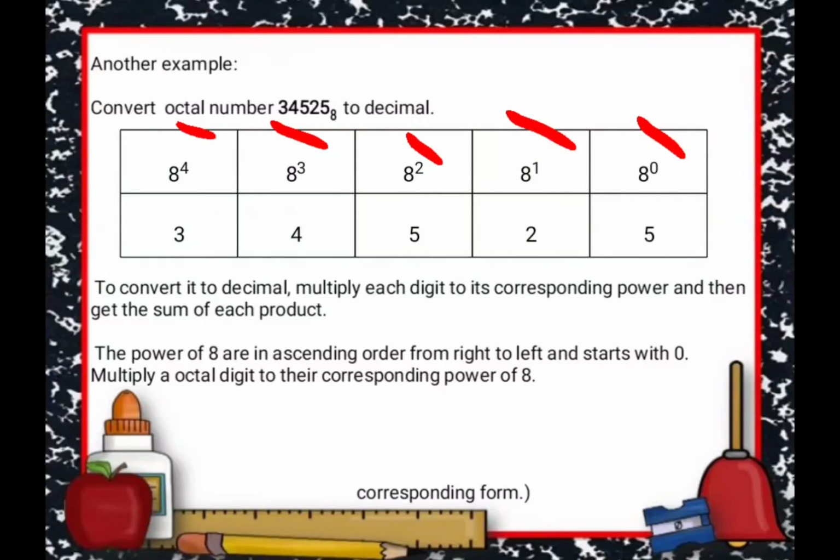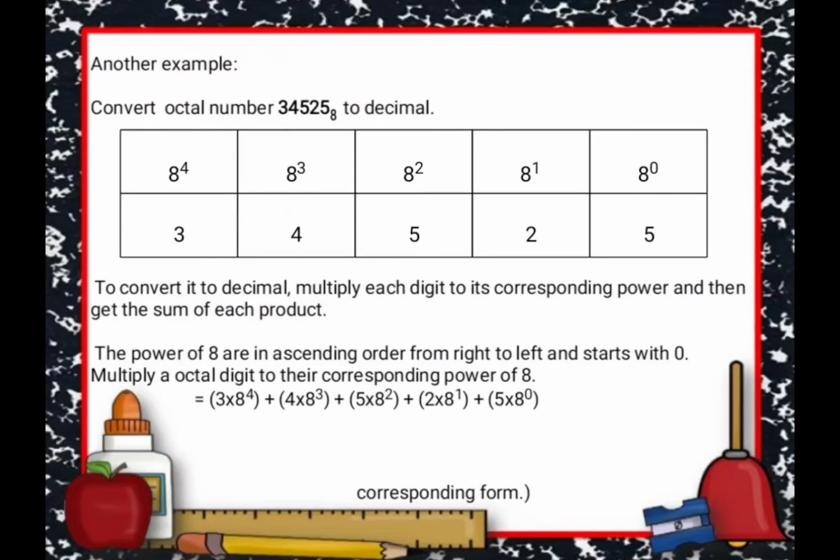So now, as you can see, the powers of 8 are in ascending order from right to left and start with 0. Multiply each octal digit to its corresponding power. So we multiply 3 times 8 to the power of 4 plus 4 times 8 to the power of 3 plus 5 times 8 to the power of 2 plus 2 times 8 to the power of 1 plus 5 times 8 to the power of 0.